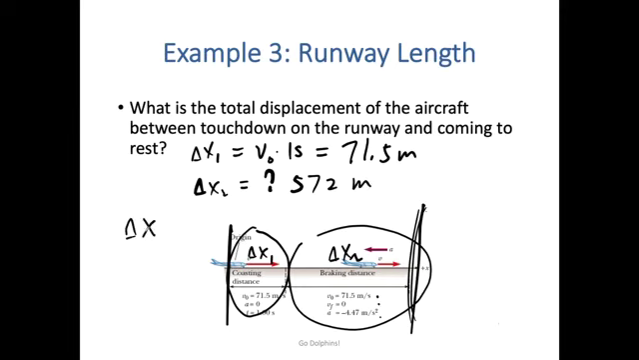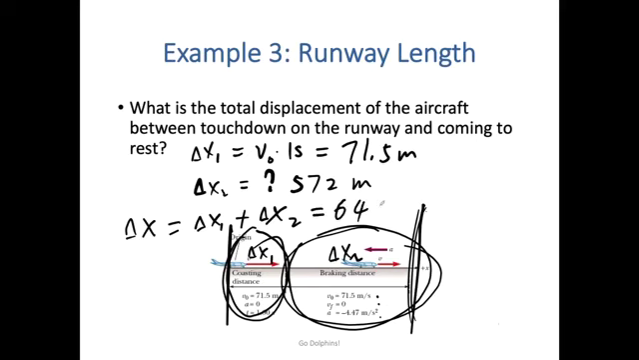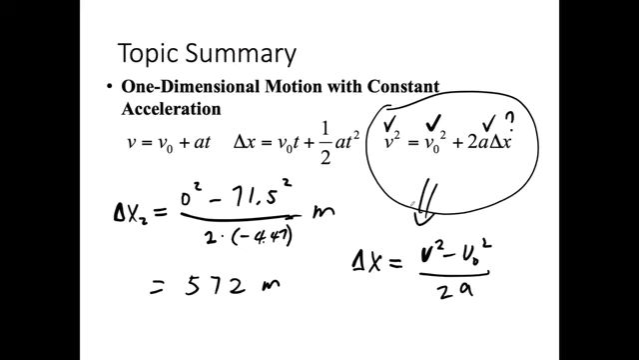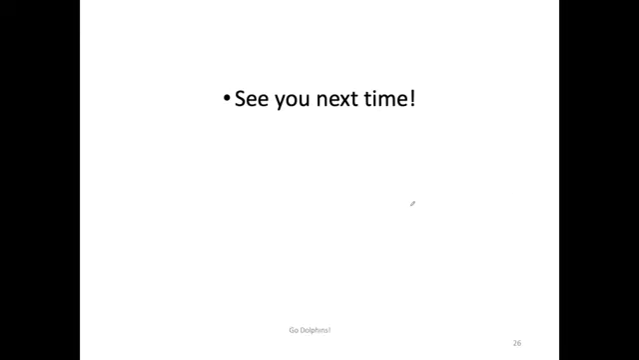So what's the total displacement? The displacement for the constant speed part plus the displacement for the constant acceleration part, everything together is roughly 644 meters. So this is at least the length of your runway for the airplane to land safely. Thank you for your attention. Hopefully we know how to solve problems in one-dimensional motion now.